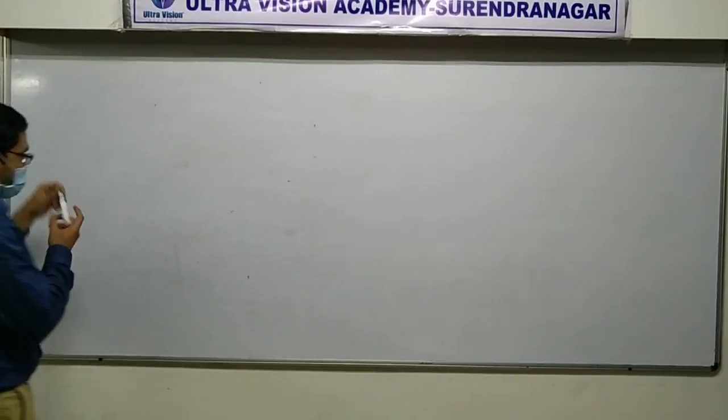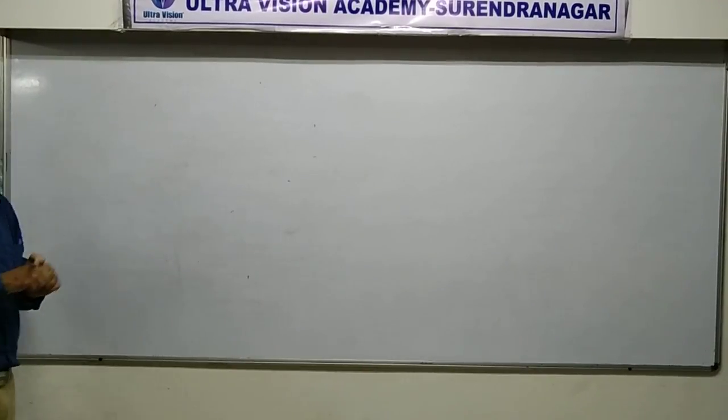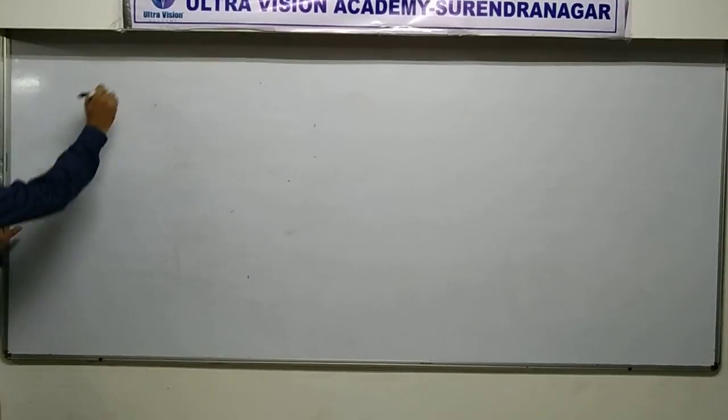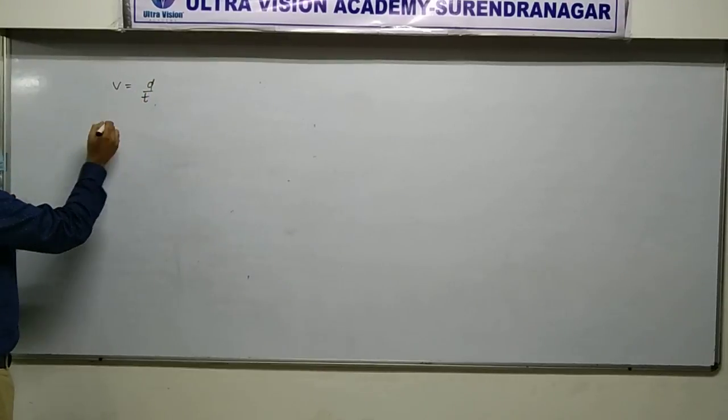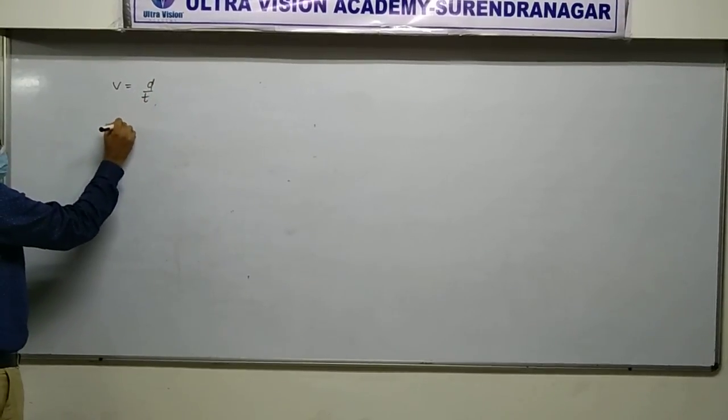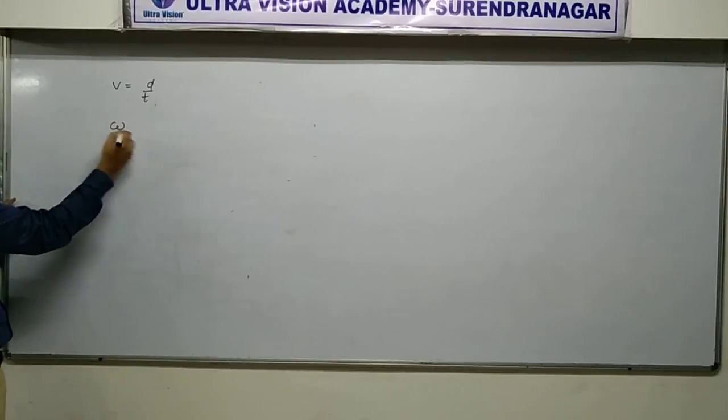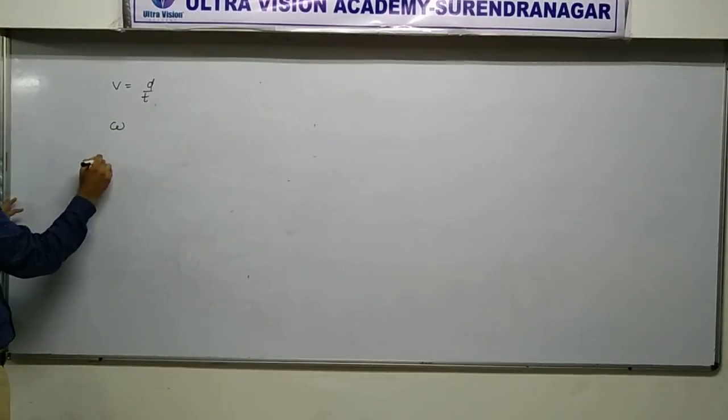Angular velocity, first of all, a new word for you. Don't worry too much about what it exactly means, but just like velocity means something like distance upon time. Yes or no? Yes. Similarly, angular velocity, its symbol is omega. This is how you write. Okay? In 10th standard, you used to write something like this.